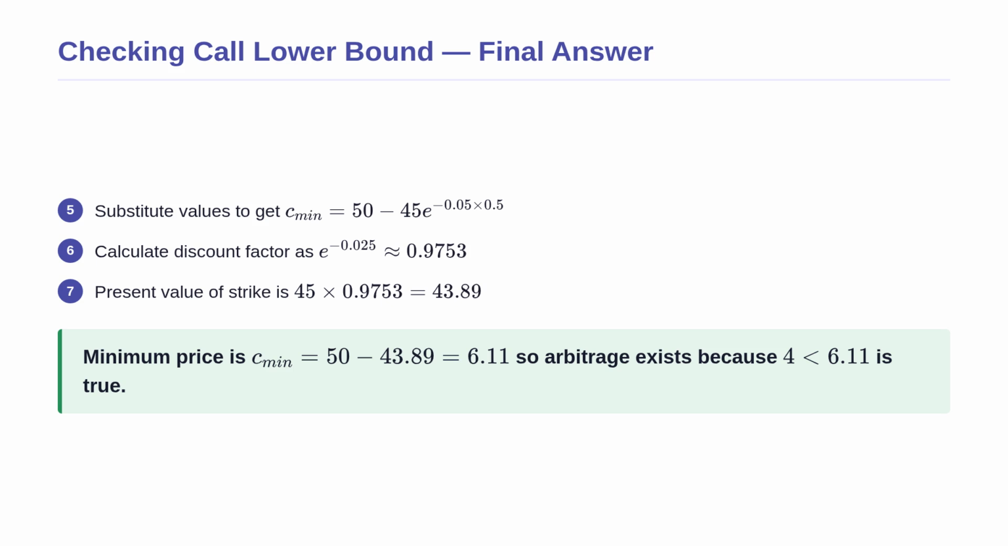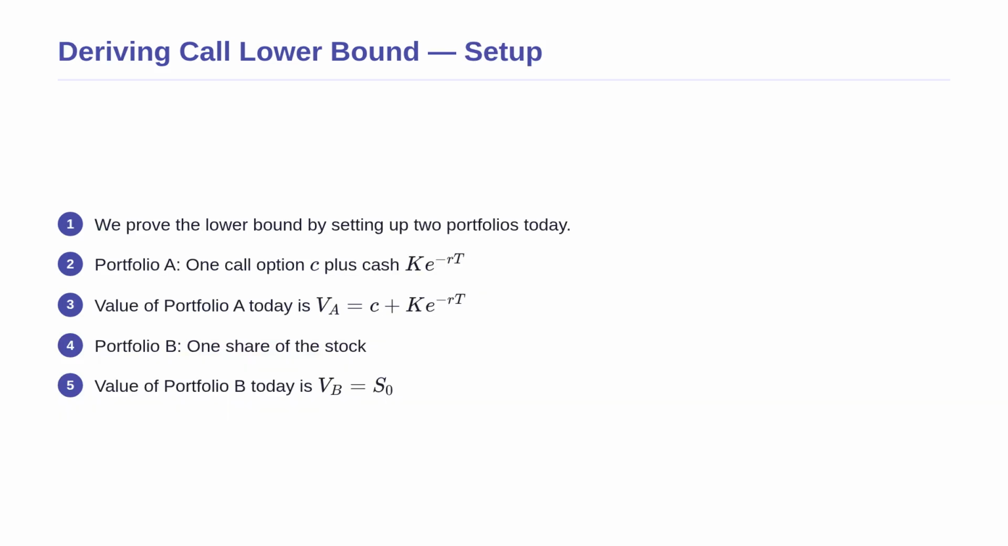However, the market price is only $4. Because 4 is less than 6.11, the price has broken the lower bound, creating a massive arbitrage opportunity. We just used the lower bound formula to find an arbitrage opportunity.